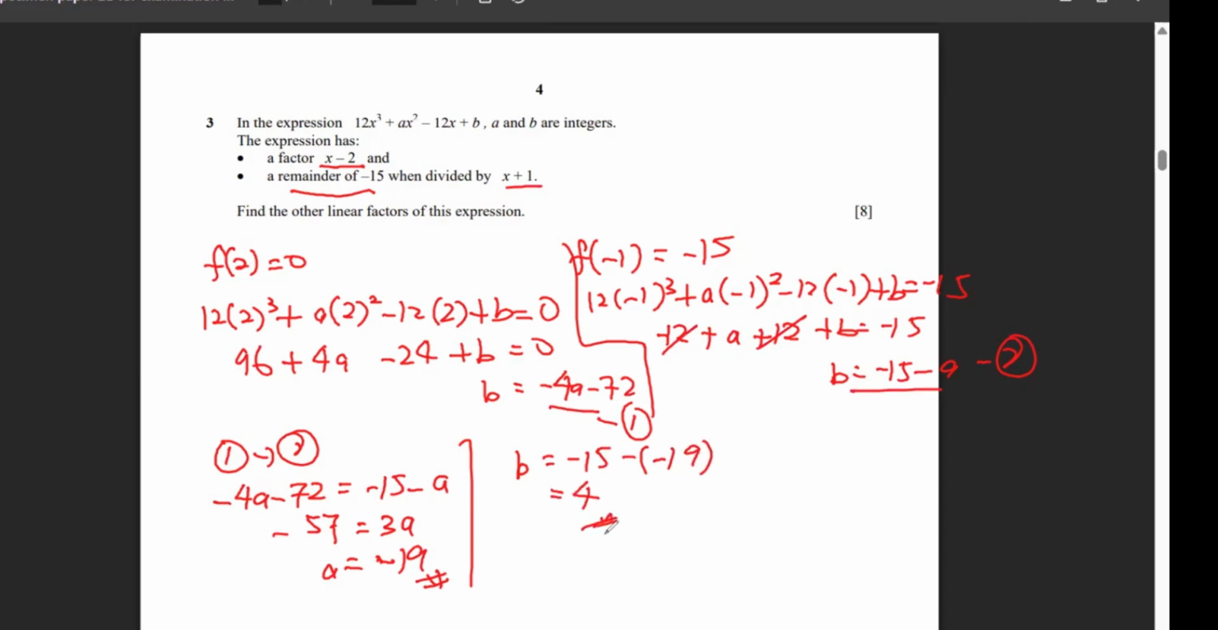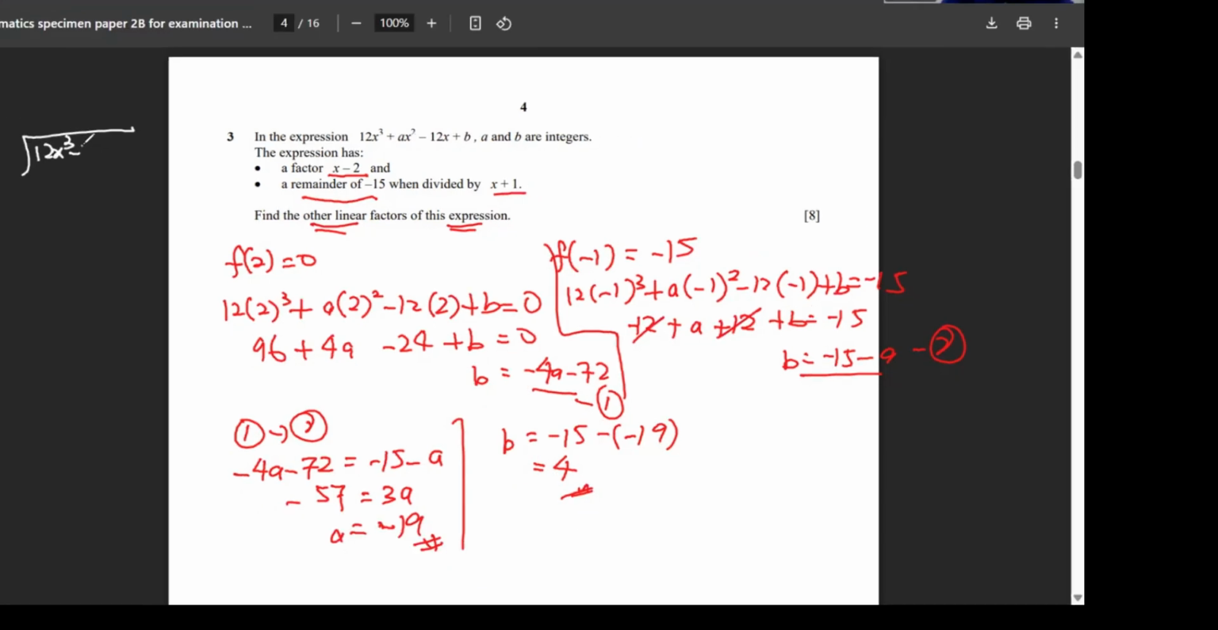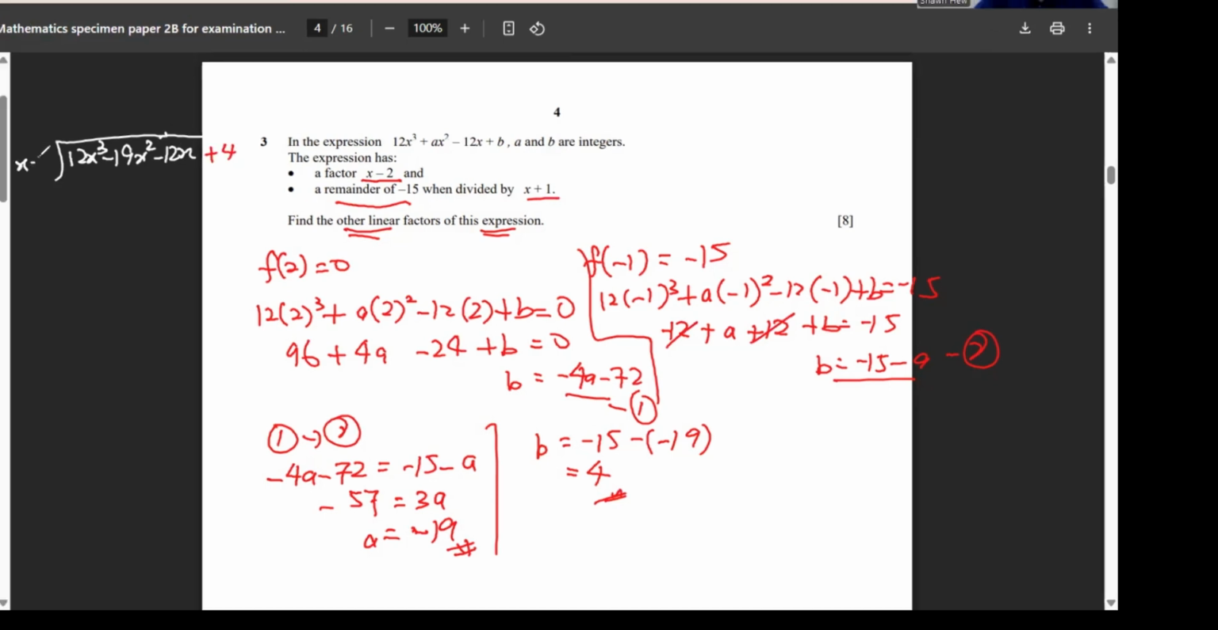Then B, I can substitute here or here. B is 4. So after I get A and B, they ask us to find the other linear factors of this expression. So we need to do a long division to find the quadratic first. So this is divided by x minus 2, because this is the factor that we already know.